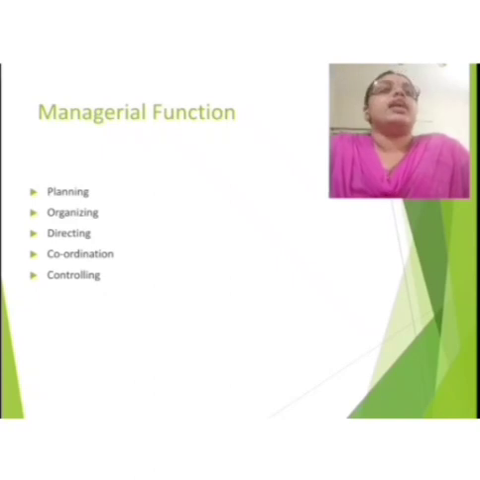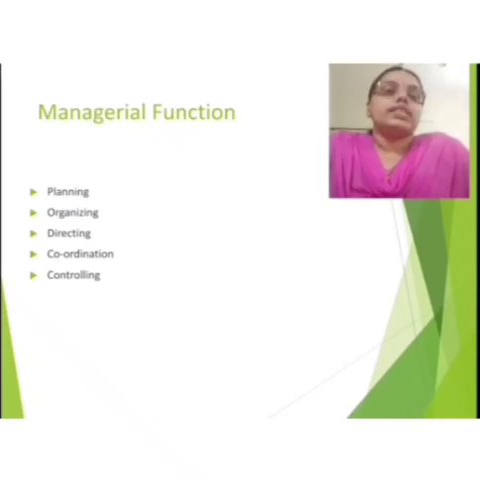After planning, the next function is organizing. It is the process of allocating tasks among its members for achieving the organizational objective. So, organizing is a task allocating function. The task is allocated to the employees on the basis of their ability, capacity, etc.